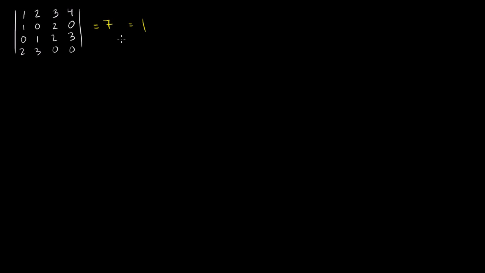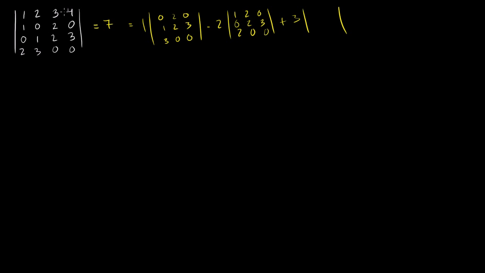We said that this was equal to 1 times the determinant of 0, 2, 0, 1, 2, 3, 3, 0, 0, minus 2 times the determinant. You cross that row and that column out. 1, 0, 2, 1, 0, 2, 2, 2, 0, 0, 3, 0. And then we went to the plus 3 times its submatrix. I don't have to figure that out. Just cross out that row, that column. And then minus 4. We just keep switching the signs times the determinant of its submatrix.